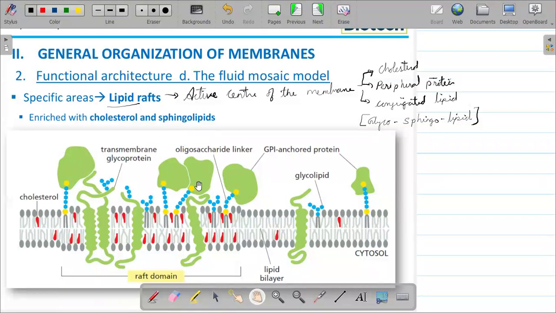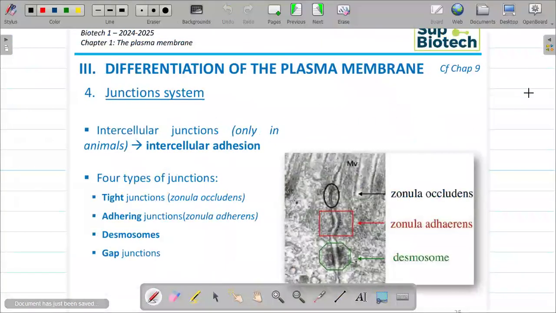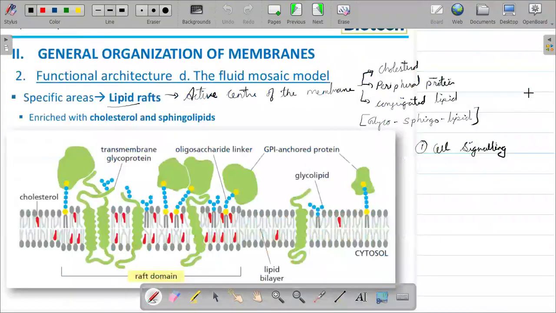What could be the common functions? Number one, cell signaling. The two cells have to communicate with each other, right? The topic is given here. I'm not introducing you there. Here we have junctions, that is intercellular junctions: adhering, desmosomes, gap. I thought to introduce that a little bit later, but anyway we'll introduce it now itself.